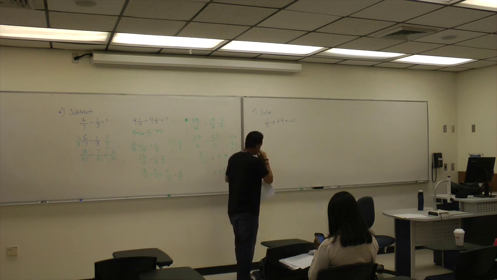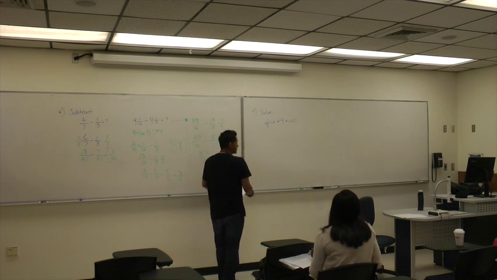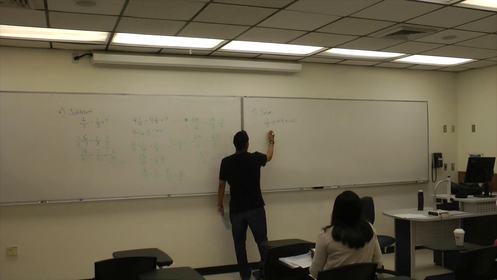Right? Solve it for a variable. Okay, so how would you start? Subtract 4. You will start by subtracting 4 from each side.